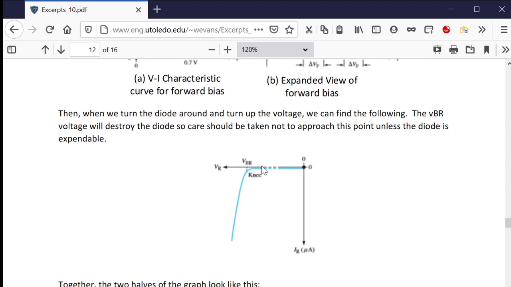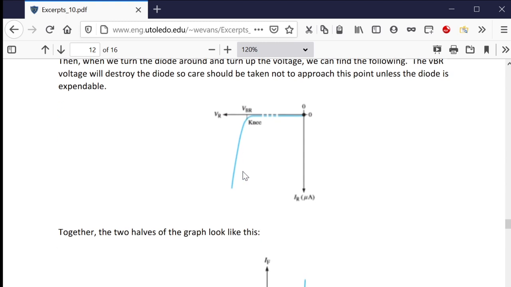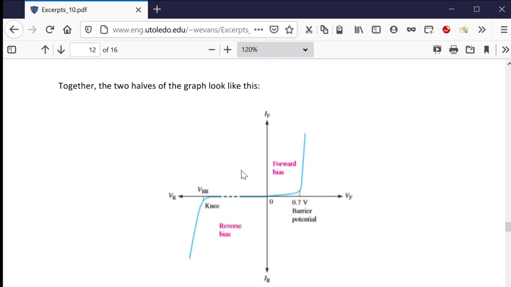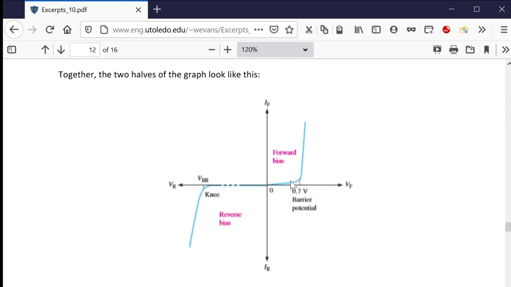And in the reverse direction, there's a knee also, and this is with a Zener. This is an accepted value, but if you have a non-Zener diode and you get past this value, this is the breakdown value, and you do not want to go past that or you'll destroy your diode. Together, the two halves look like this, in the forward direction and the reverse direction.